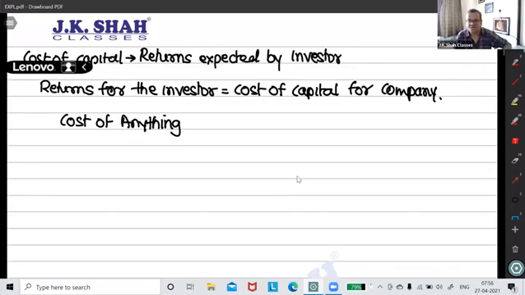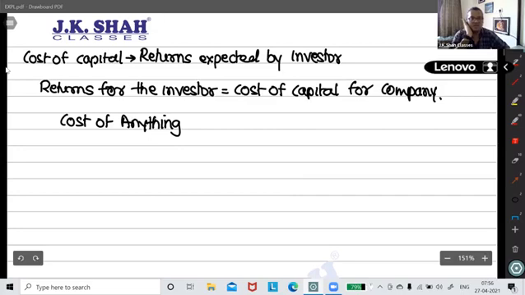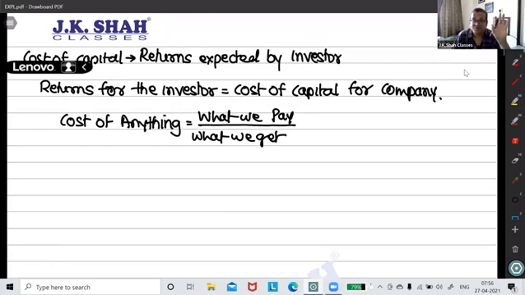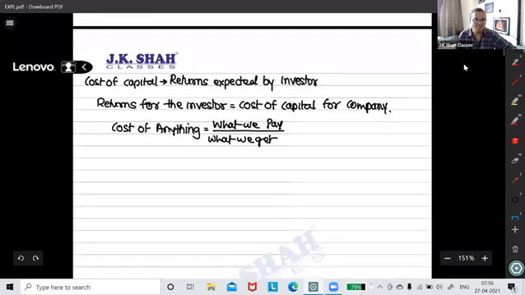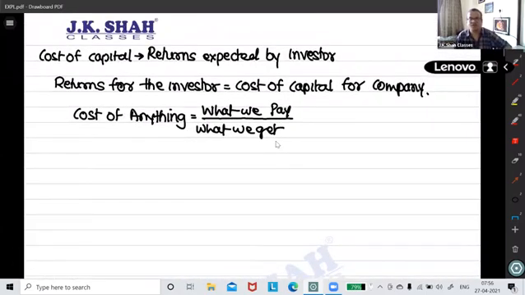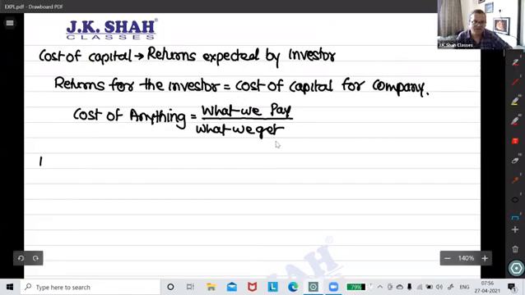So how to calculate cost of anything? Yes, I had told this, right? What we pay upon what we get. Very true. I think this is the same words I'd use, that what we pay upon what we get. So cost of anything is what we pay upon what we get. Okay, this is not a formula, but this makes you think in a particular direction. This is a way we have to calculate cost of any capital. So now let's come to the specific things. Now we are starting with that.